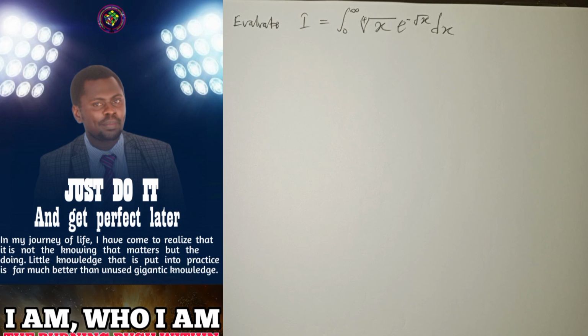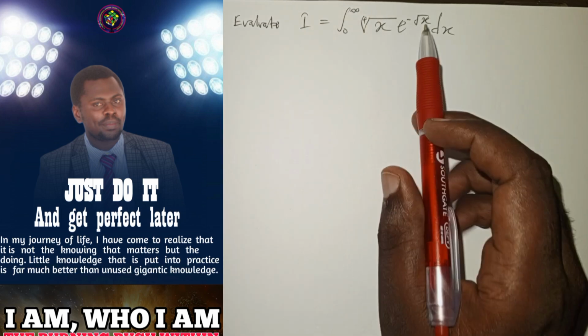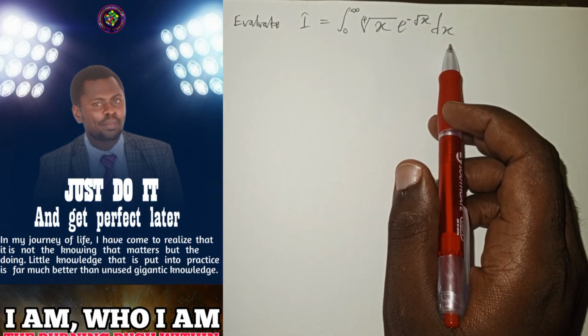Okay, so on today's video, we are going to apply gamma functions into integration. So that's our question. Evaluate I is equal to the integral from 0 to infinity of the fourth root of x multiplied by exponent of minus square root of x dx.